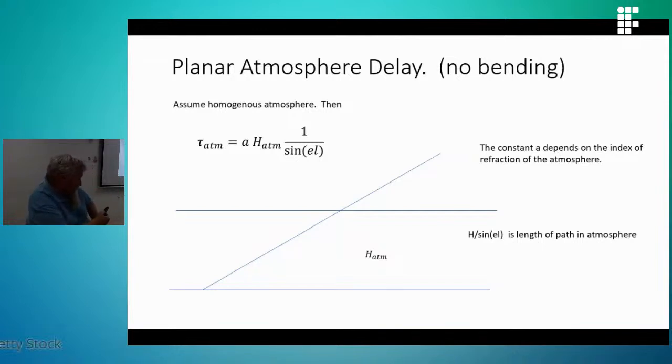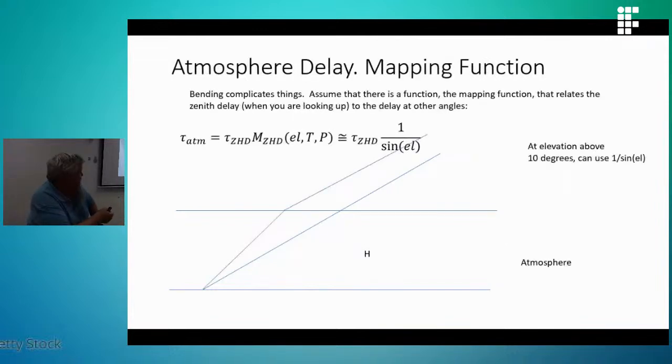Now, as I said, this is complicated by the fact that I also have some bending like that. And so what people say is, rather than have some simple 1 over sine L thing, they're going to have some mapping function. They're going to say that the atmospheric delay there is equal to some number there, and then this thing they call a mapping function. And the mapping function just says, if I'm pointing at this direction, how much delay do I see?